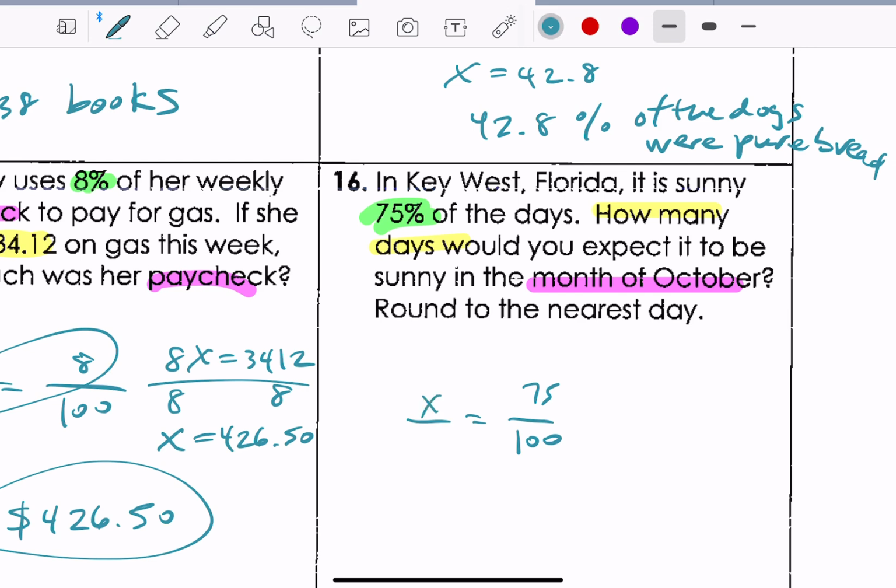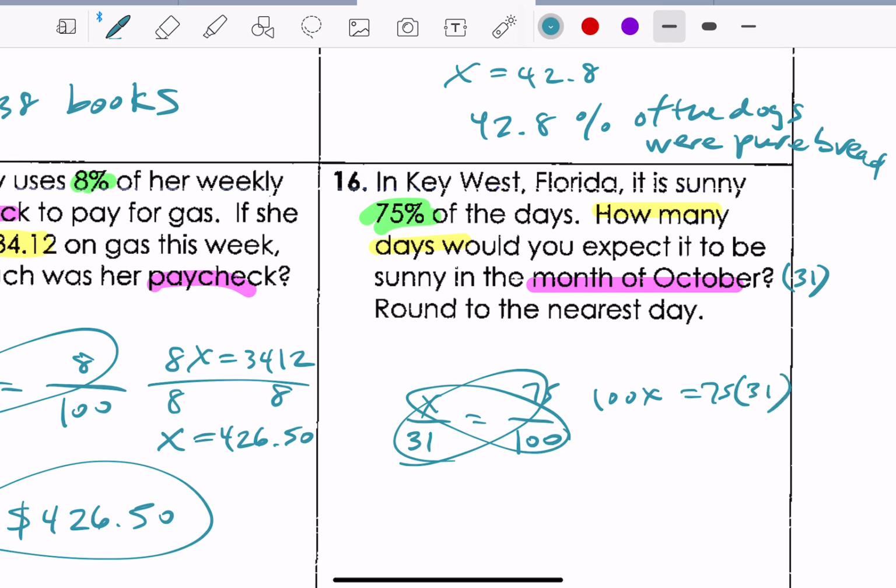But what about the month of October? Well, hopefully we all know Halloween is October 31st. There are 31 days in October, so the total is going to be 31. 100x for my cross products equals 75 times 31. So 100x equals 2325. Divide both sides by 100. So x equals 23.25. And that is days.